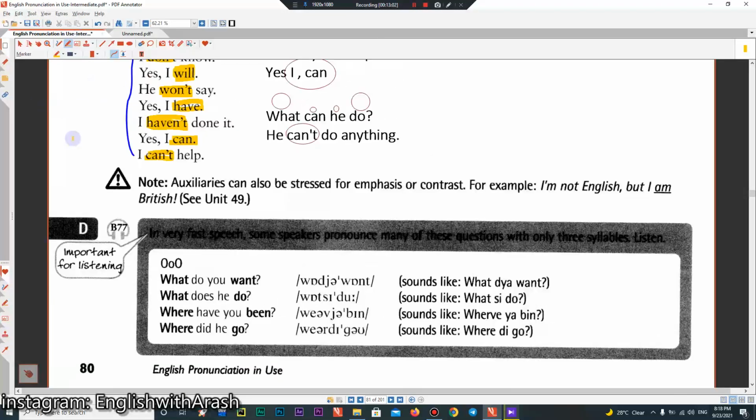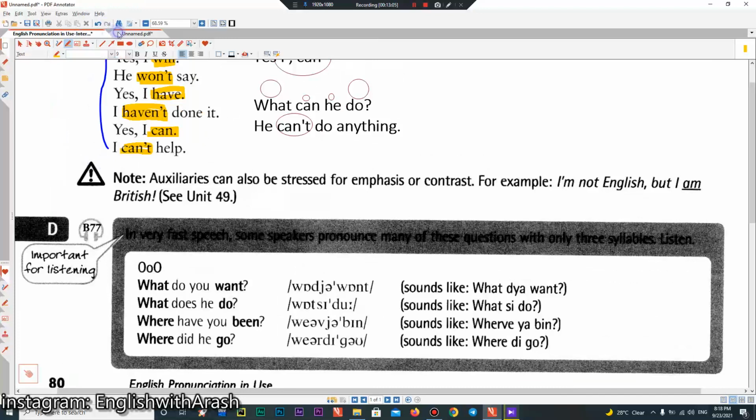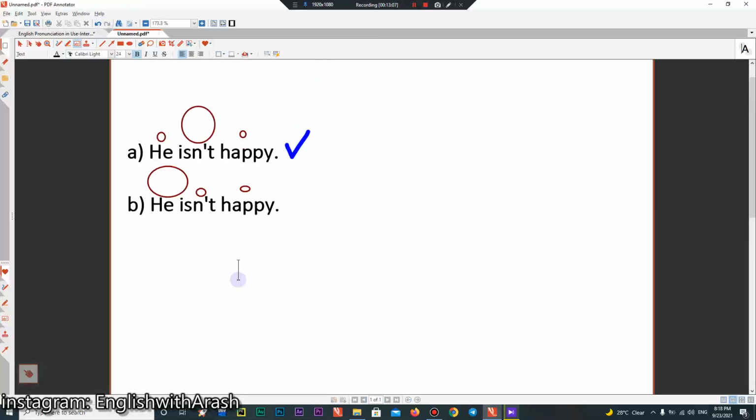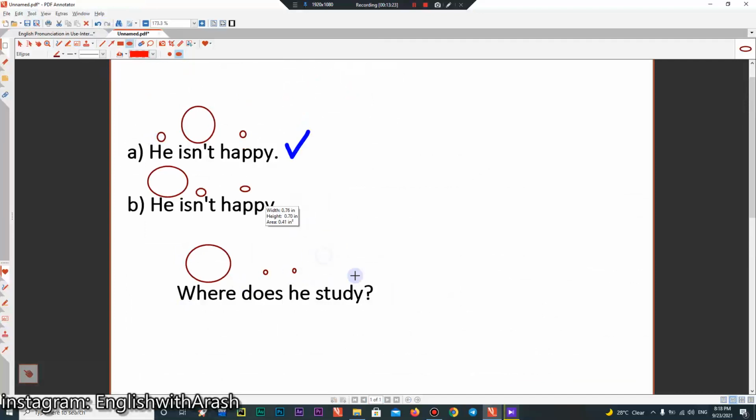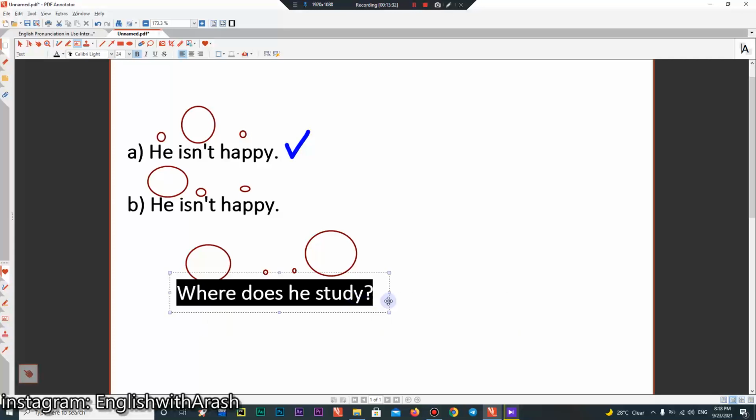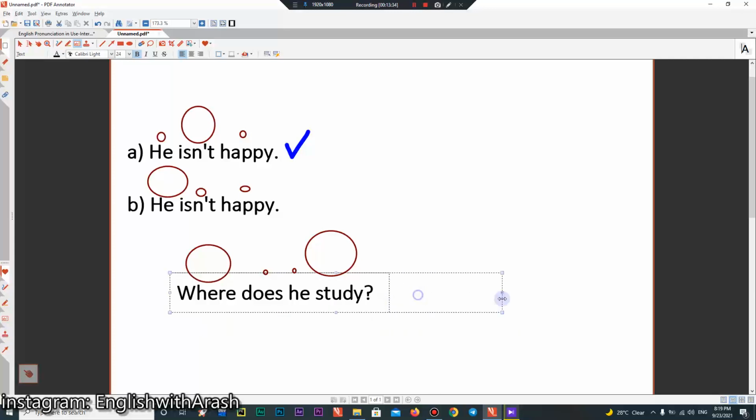The next part, it wants to get even faster. What that means is, we said, for example, where does he study? And then we said, we start like da, da, da, da, da, da, da. Where does he study? Now you want to get even faster and you want only 3 syllables. You want to make it 3.